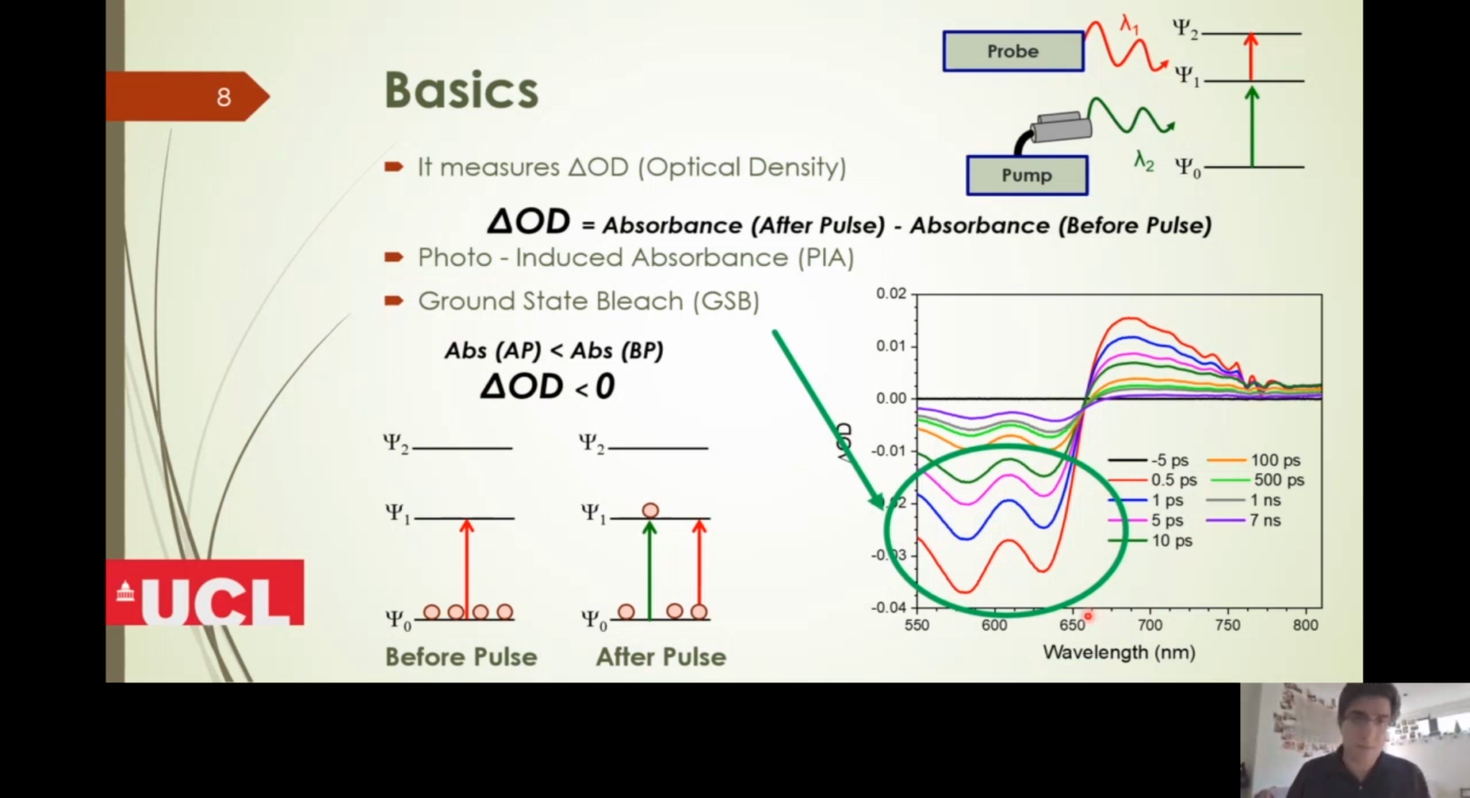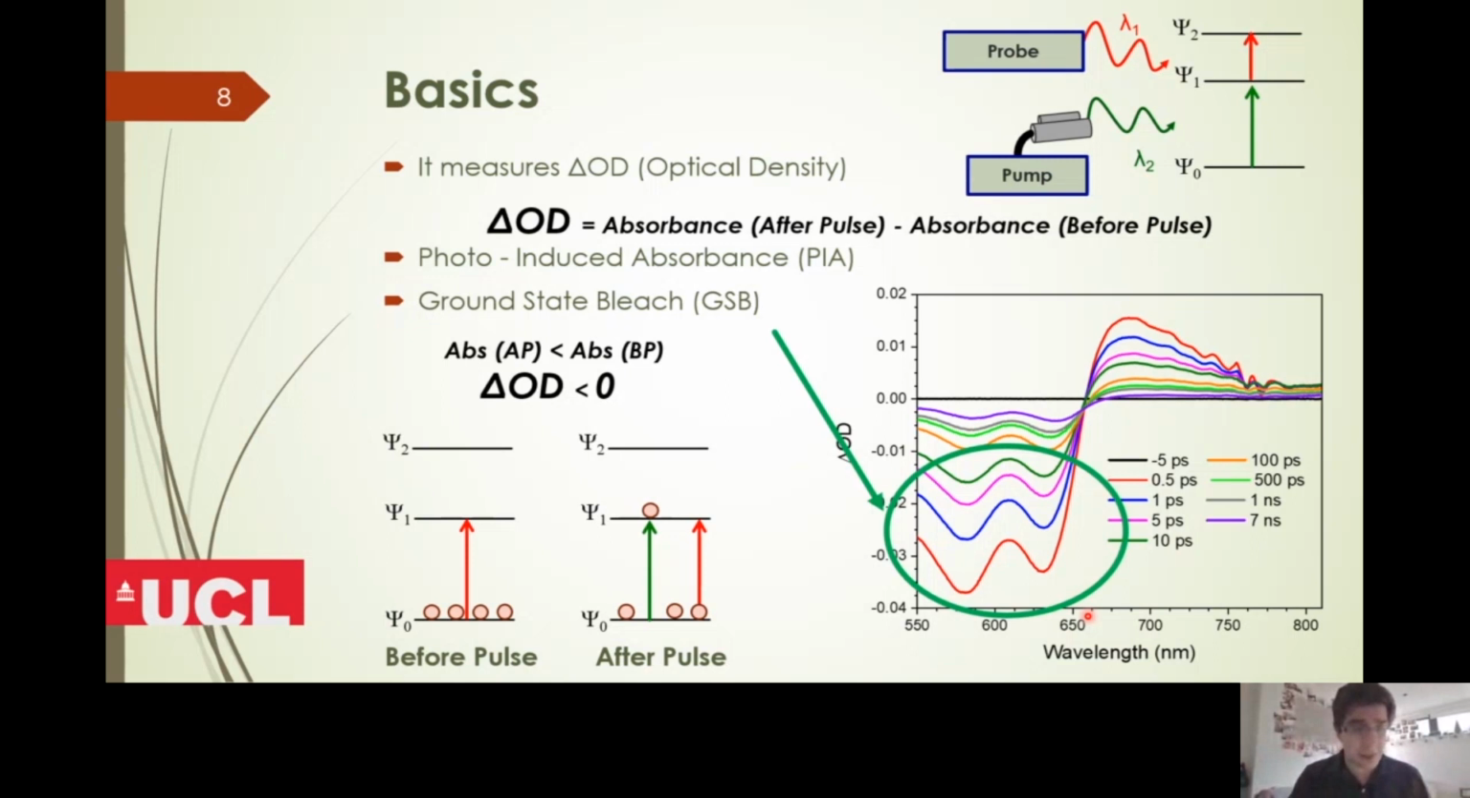Here, I want to remind some people that this positive and negative signal is because we are measuring delta D. In some papers, you will see it the other way around: the ground state bleach is positive and the photoinduced absorbance is negative, because they usually use transmittance. The most important thing is that you understand why one of them is positive and why the other is negative. The other thing is just a change of axis.